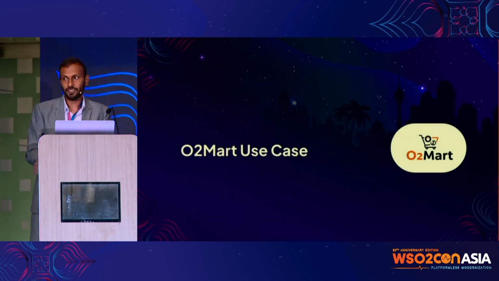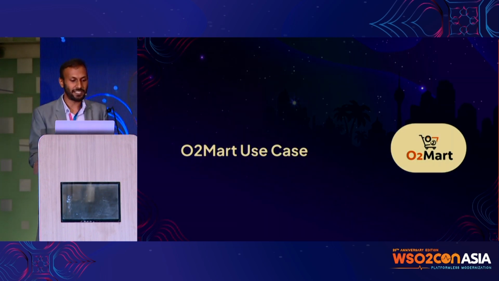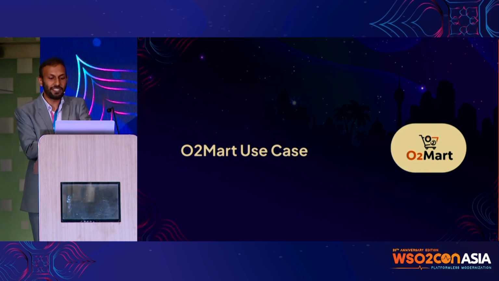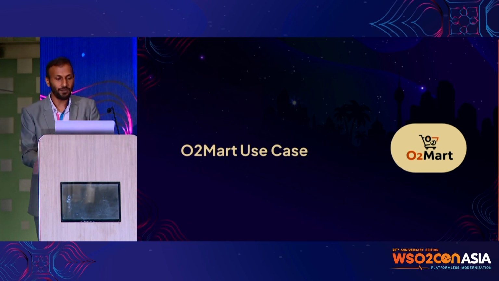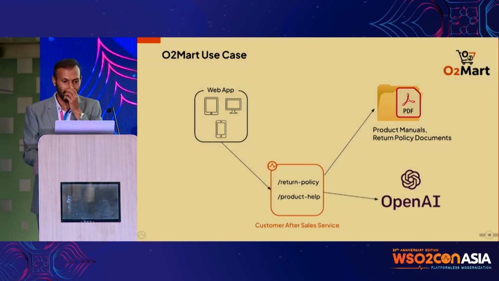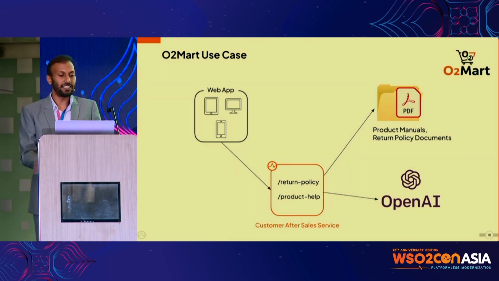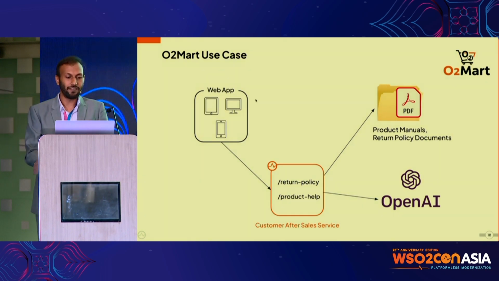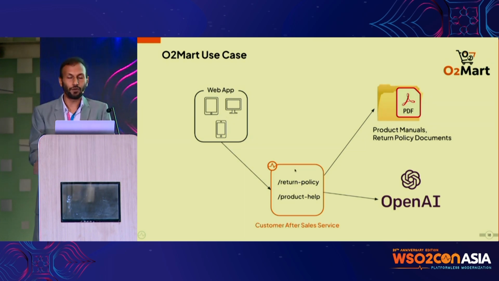Coming back to today's session, if you were there in the morning session, we started using a use case of O2 Mart, which is a shopping scenario. I'll now cover how RAG, or retrieval augmented generation, helps in modern integration development. Here, as you can see, we have our shopping web application. Say your O2 Mart sells electronic items like laptops, TVs, and mobile phones.